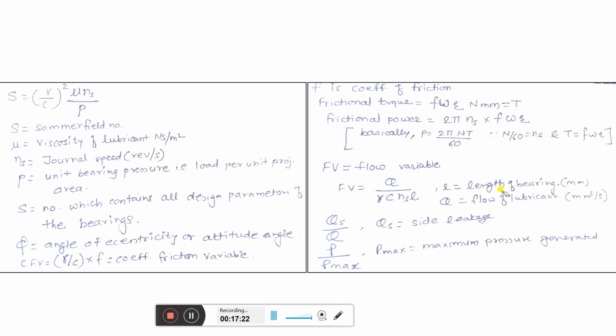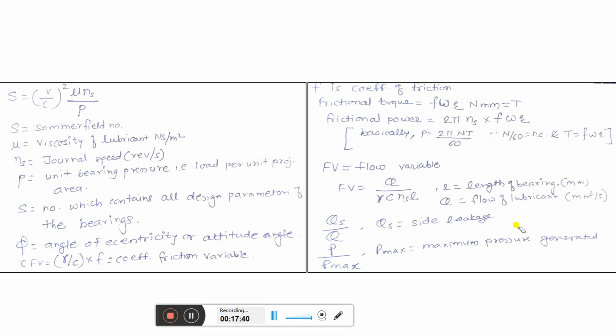L is the length of the bearing. What is the length of the bearing in mm? So we are getting one more flow variable as Q upon rcNsL. Next dimensionless number is Qs by Q, and next is p by pmax. Qs by Q, where Qs is nothing but side leakage.